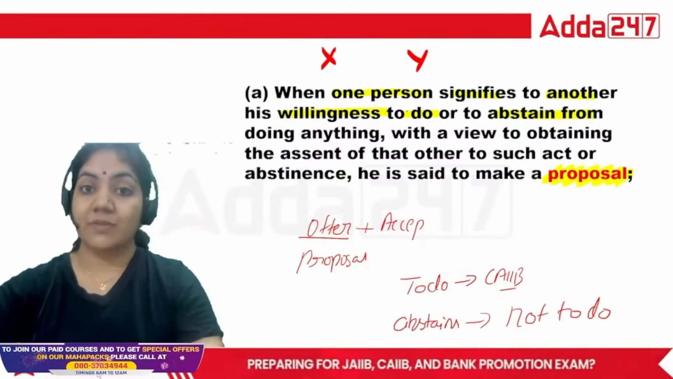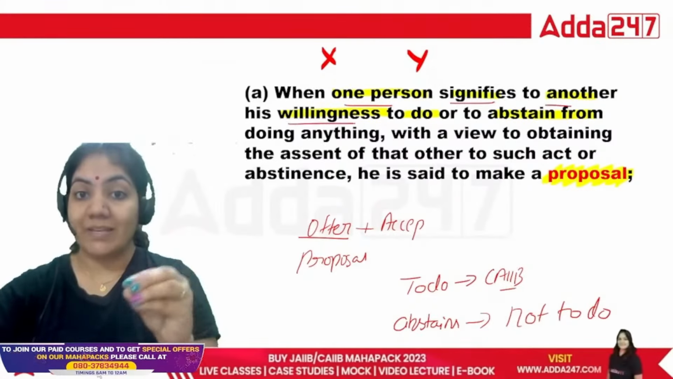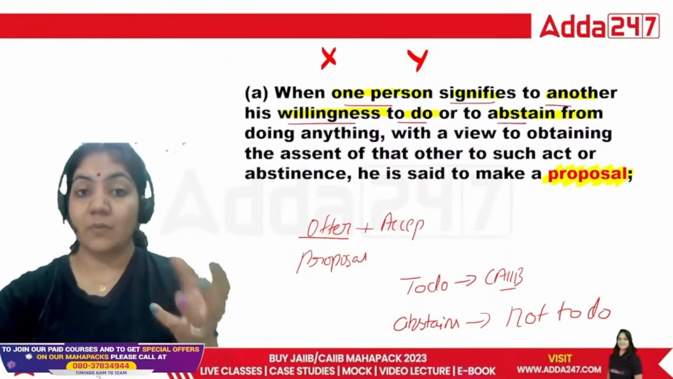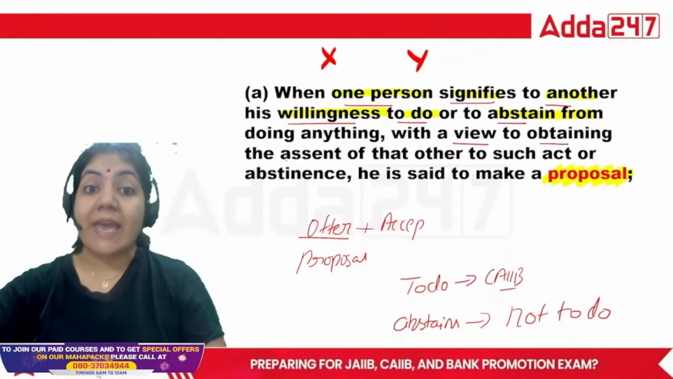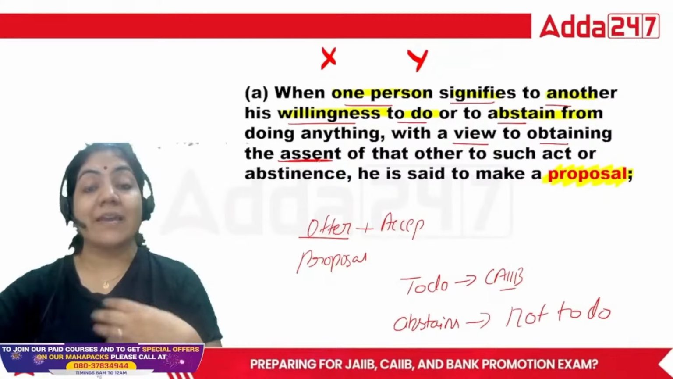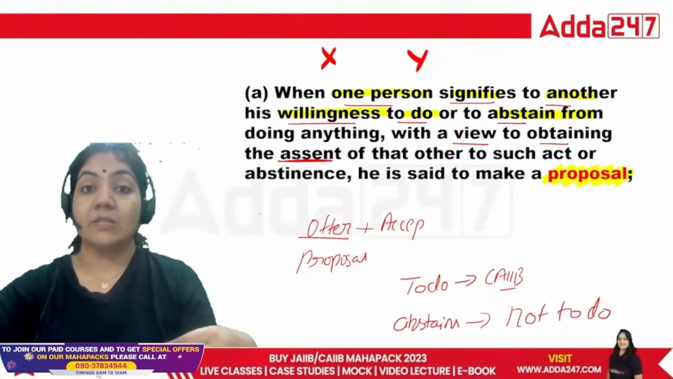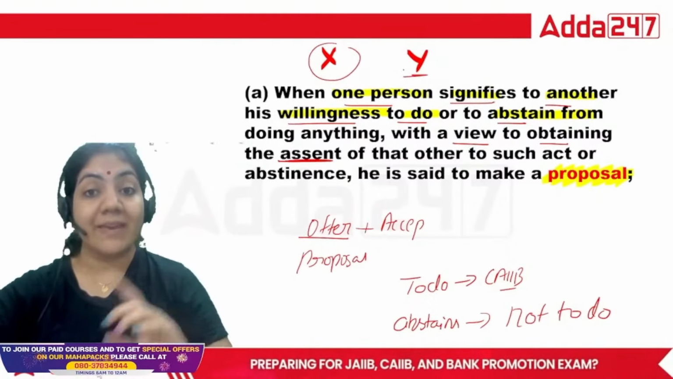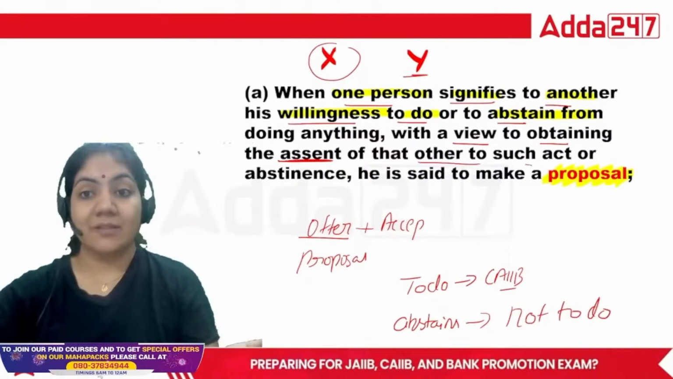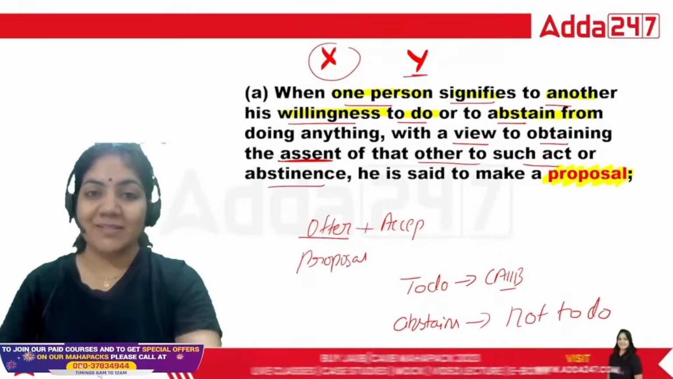So what is written? When one person signifies to another his willingness to do or abstain from doing anything with a view to obtaining assent. What is assent? Assent means when the opposite party replies. So X wants a reply from Y. So Y will give assent to such act or abstinence, that is called proposal. So this is the legal term.